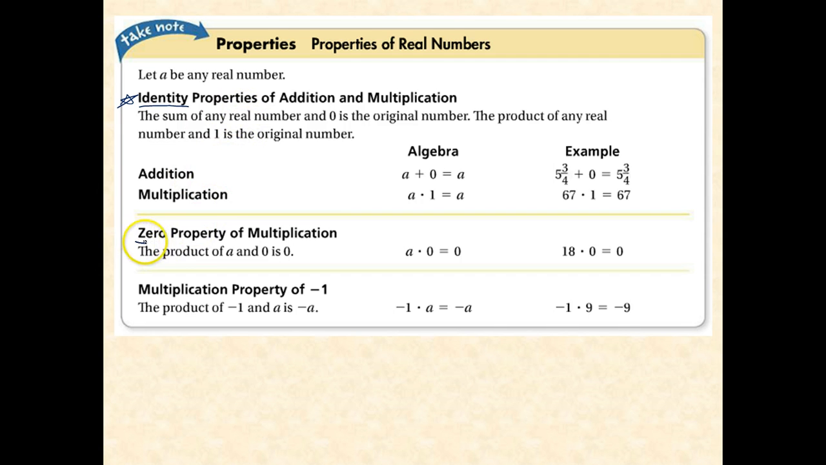Then we've got the zero property of multiplication, sometimes called the zero product property. The product of A and 0 is 0. So anything you multiply by 0 equals 0. I think you already knew that though. And the multiplication property of -1. The product of -1 and any number is just the opposite of that number. -1 times A is the opposite of A, right? Negative A. Boom.